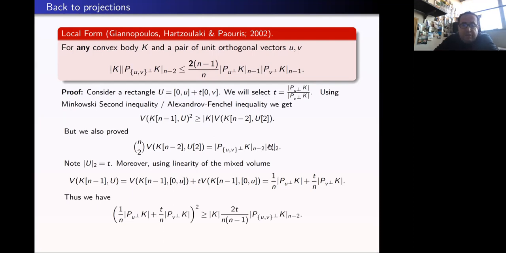So the Alexander Fenchel inequality is exactly this inequality when applied to a rectangle. That's what you get immediately from the Alexander Fenchel inequality without any problem, just directly. Nothing to do.